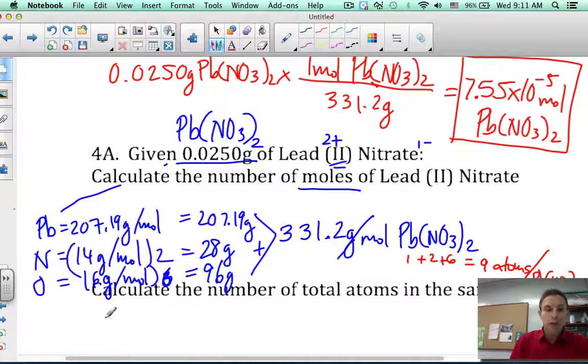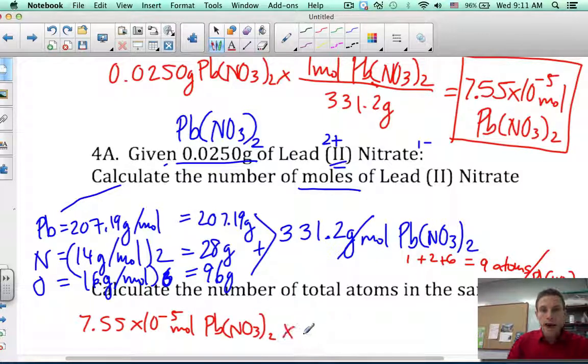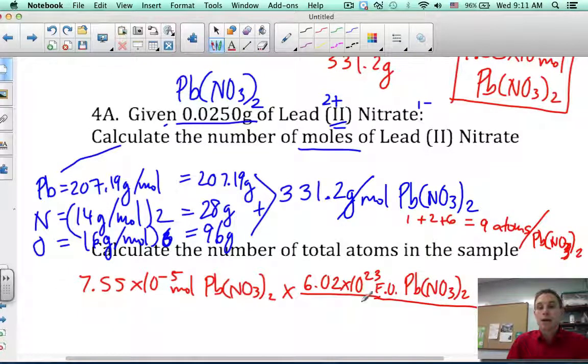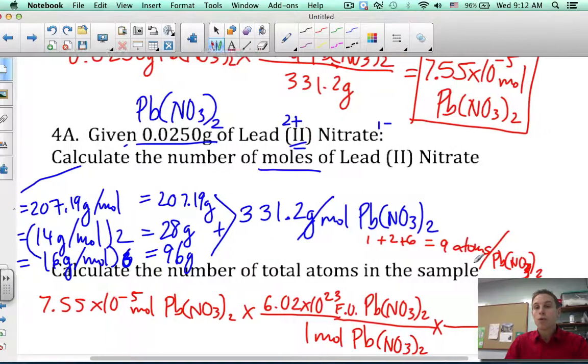So we know that if I have 7.55 times 10 to the negative 5th mole of lead 2 nitrate, I can figure out how many formula units I have. For every 1 mole of lead 2 nitrate, I have 6.02 times 10 to the 23rd formula units of lead 2 nitrate. A formula unit is similar to saying a molecule, but this is not a molecule because this is an ionic compound. That will give me the number of formula units, but we don't want the number of formula units. We want the number of atoms.